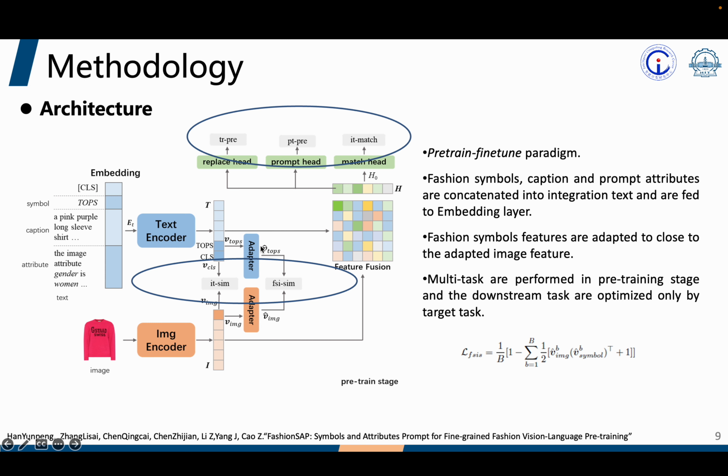We use multitask learning in the pre-training stage. We also design a loss function, FSYS, and this function aims at measuring the vector distance between vision and language.